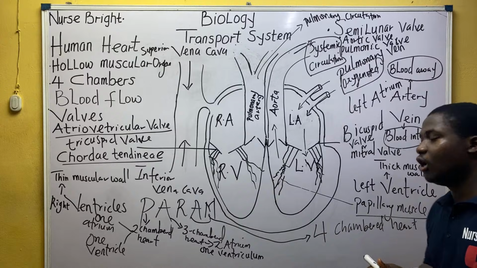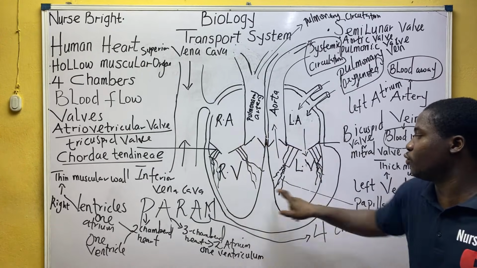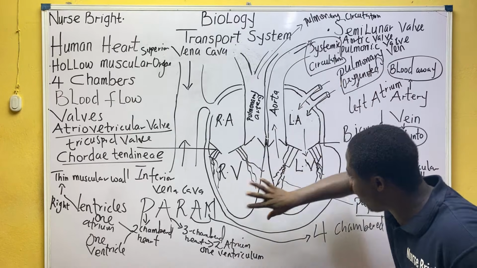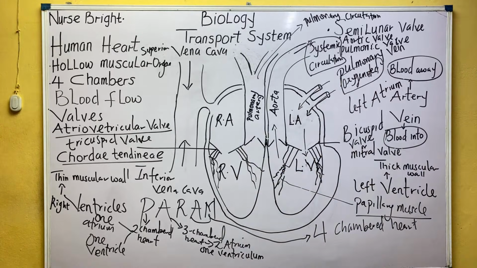Which basically have what? Two atria and two ventricles. But for frogs, all those amphibians, they have two atria and one ventricle. All right, two atria and one ventricle.